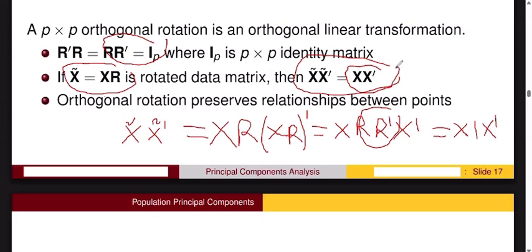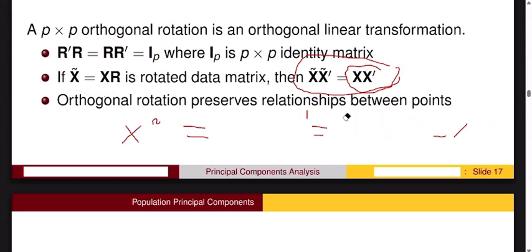Is there any question about how I went about this? All this is necessary. Orthogonal rotation is a requirement for this. Now I'm going to move on. Like I said, this is being recorded.